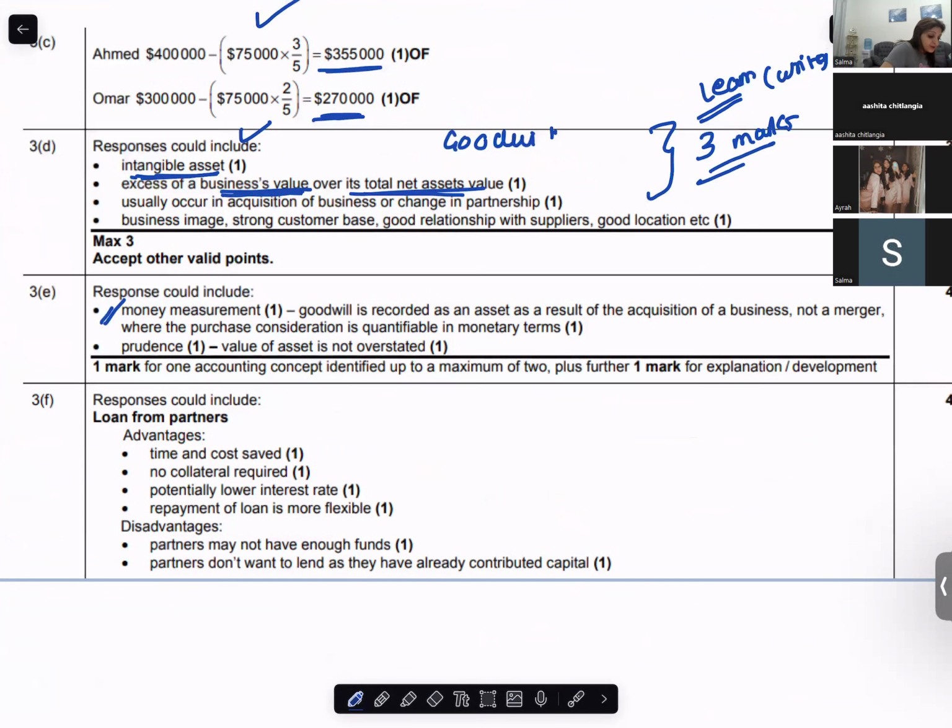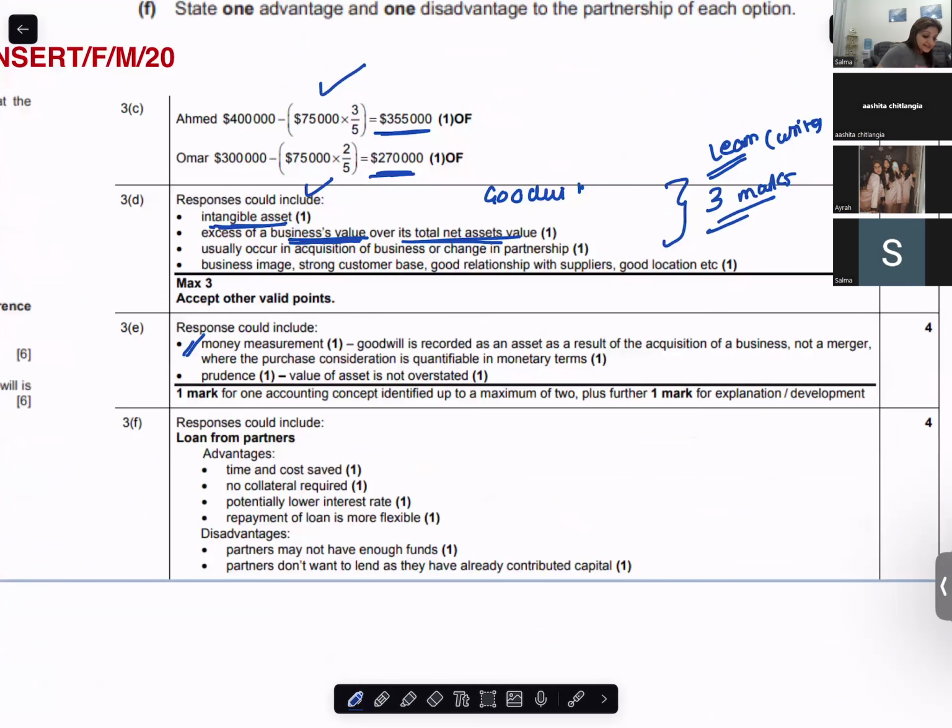Goodwill is recorded as an asset because of acquisition or merger. However, goodwill cannot be exactly quantified in monetary terms. This is one accounting concept that supports elimination of goodwill.